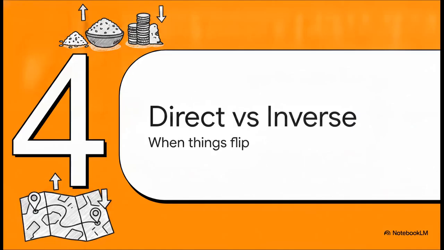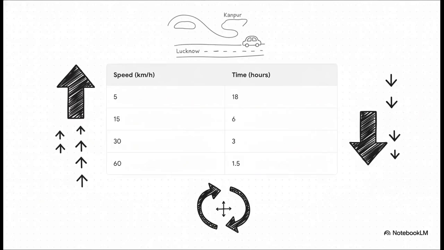Section 4. Direct versus inverse proportions. Up until now, absolutely everything we've looked at has scaled up together. More rice meant more dal. More map distance meant more real distance. But prepare yourself for the big flip. What if getting more of something actually gives you less of something else?